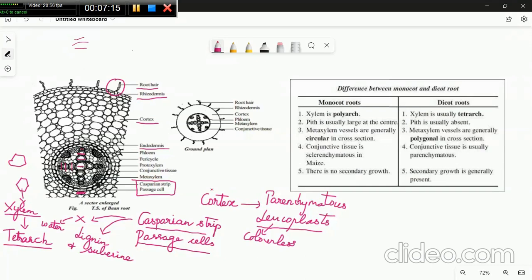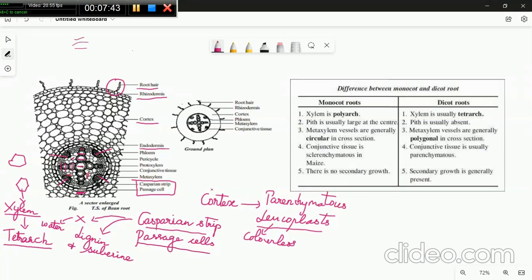Understood? Now where will the phloem be present? So this is the phloem. It is present near to the apex. So this is phloem, 1, 2, 3, 4. 4 phloem cells are there. Now altogether it constitutes the vascular bundle. Understood? Now here other than the xylem and phloem, there are certain cells present.